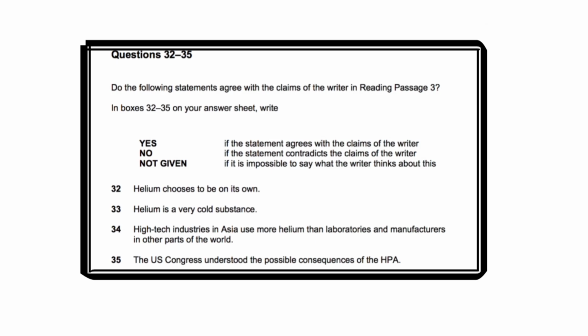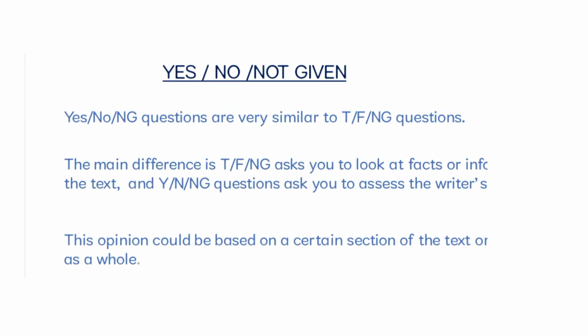Yes, no, not given questions are very similar to true, false, not given questions. The main difference is true, false, not given questions ask you to look at facts or information in the text. So, true, false, not given questions are about facts. Okay. Yes, no, not given questions ask you to assess the writer's opinion.